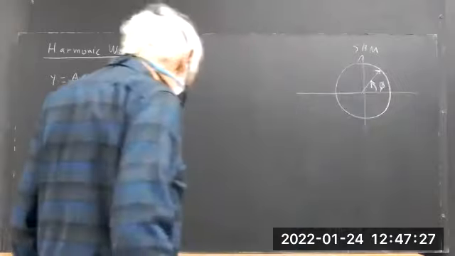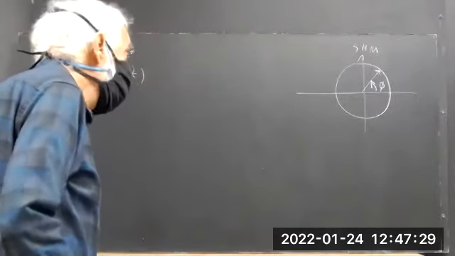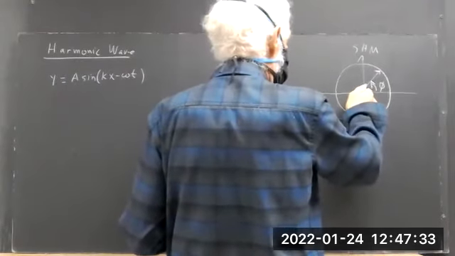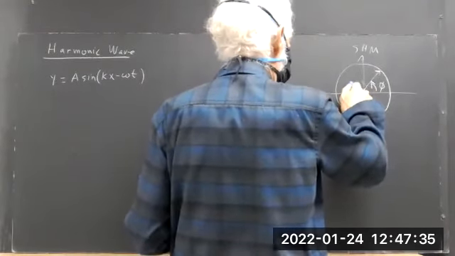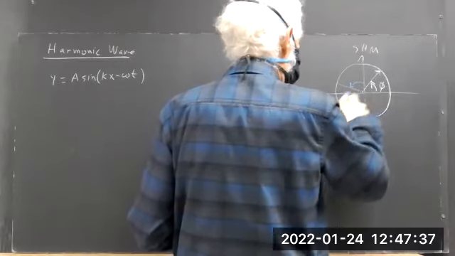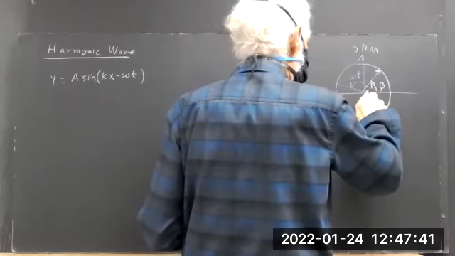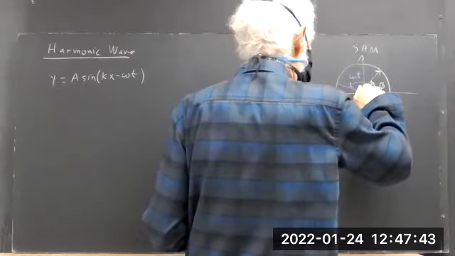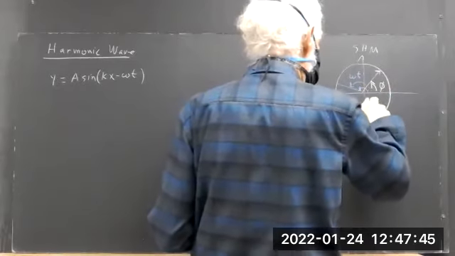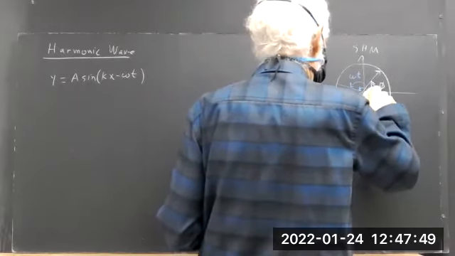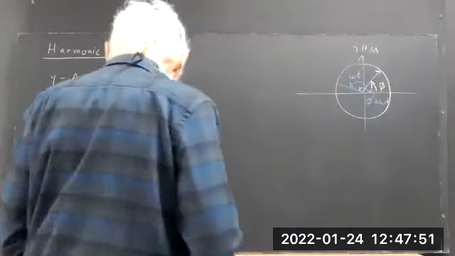Start at some angle phi. Move at angular velocity omega for some time t. Then this angle here is phi plus omega t.